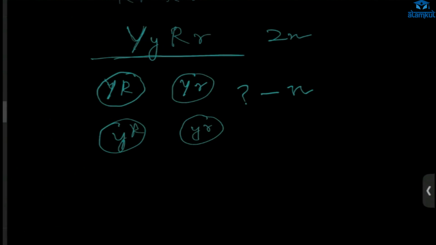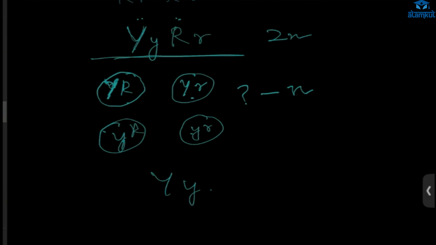You can't keep Y and Y. Capital Y and capital Y cannot become a gamete because this is 2n condition, okay? Same type allele will become 2n condition. We want n condition. So for n condition, we need two contrasting characters. See here, in every gamete, there are two contrasting characters, right?